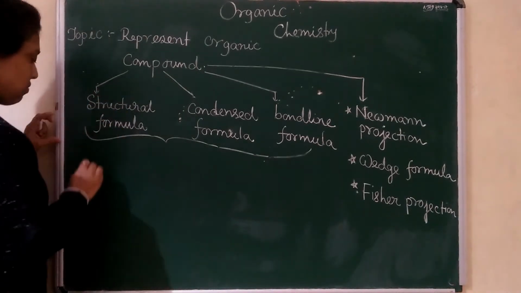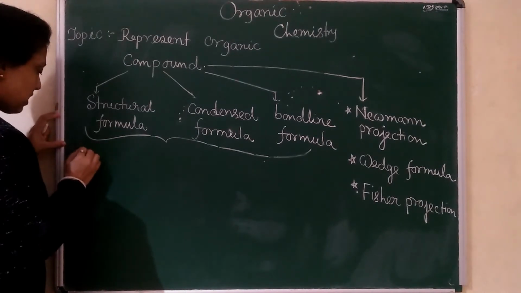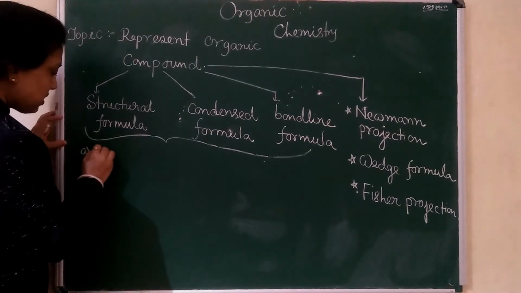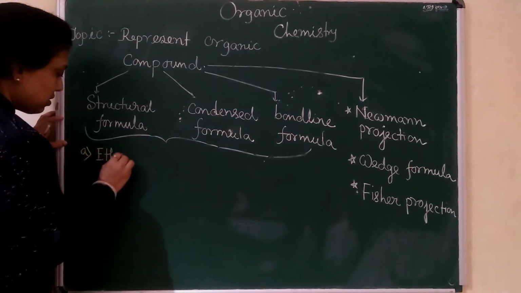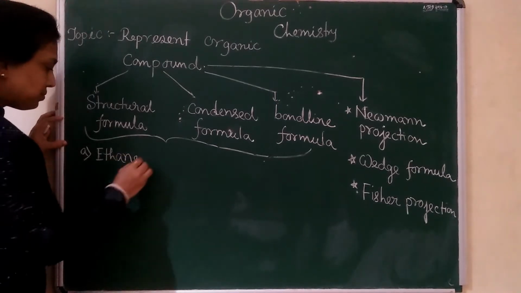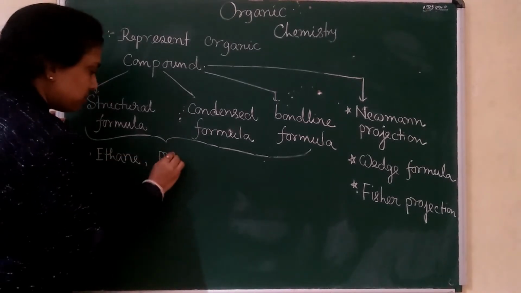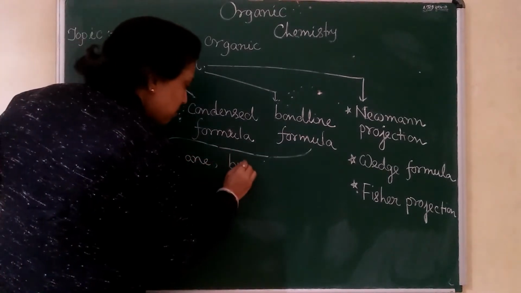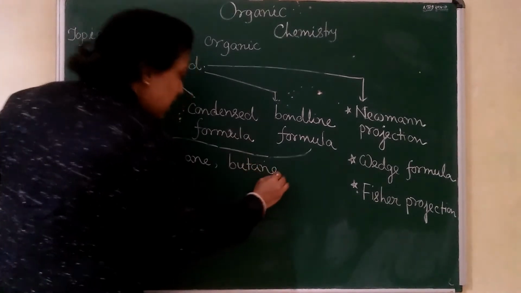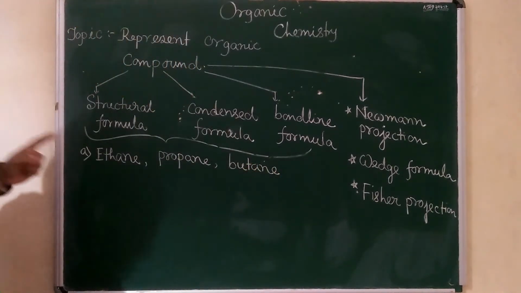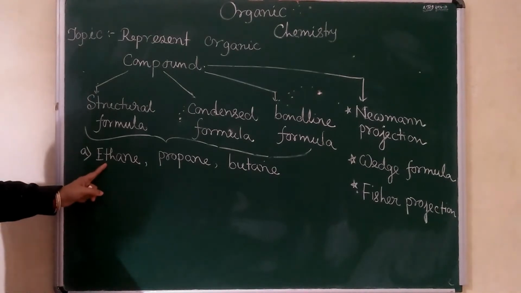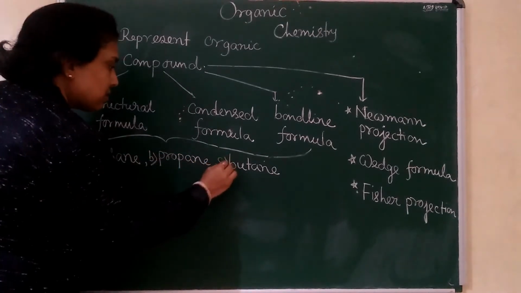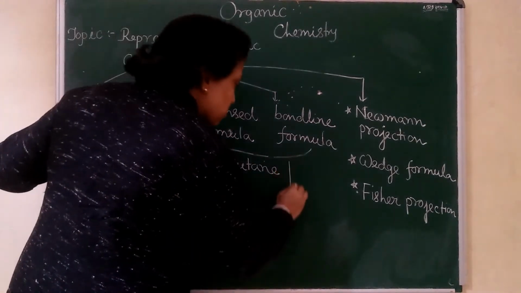So for structural formula, we will take the examples of ethane, propane, butane. These are the names you have studied in class 10. Now I am talking about a little bit of basics, a little bit of basic discussion.